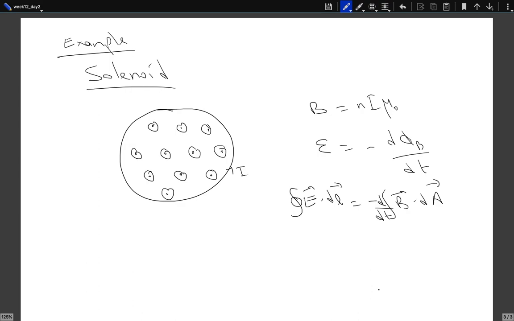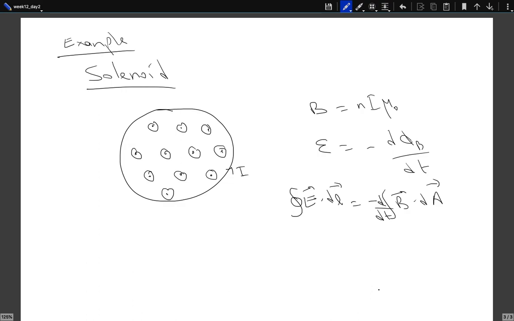Okay, first of all, are there any charges here? Are there any regions where you have point charges? Well, the current is made up of moving charges, but they are both positive and negative, so it's neutral. Since there are no free charges around, the electric field cannot start anywhere. It cannot end anywhere.